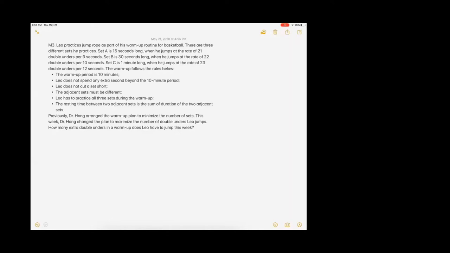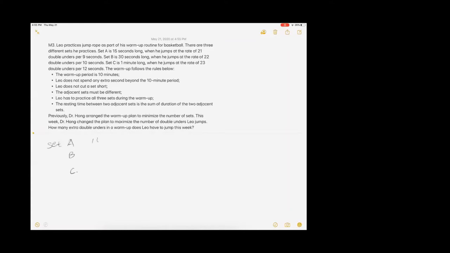I will briefly talk about this. This is a tough problem. I will tell you the answers. First of all, the very first step, you need to figure out for set A, set B, and set C, how long each set is, and then how many jumps that corresponds to.